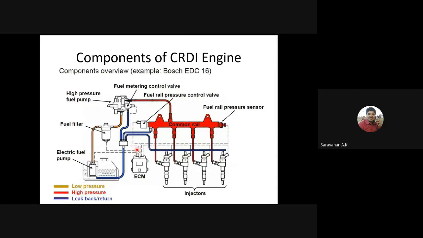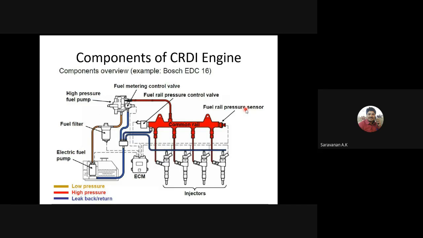Here the pressure sensor will be located in the common rail system. You can see the fuel pressure sensor here. The sensor will sense the pressure inside the common rail, and send the signal to the ECU unit. If it is required to reduce the pressure, the ECU unit will send signals to the pressure control valve. Then the excess pressure will be sent back to the fuel tank.